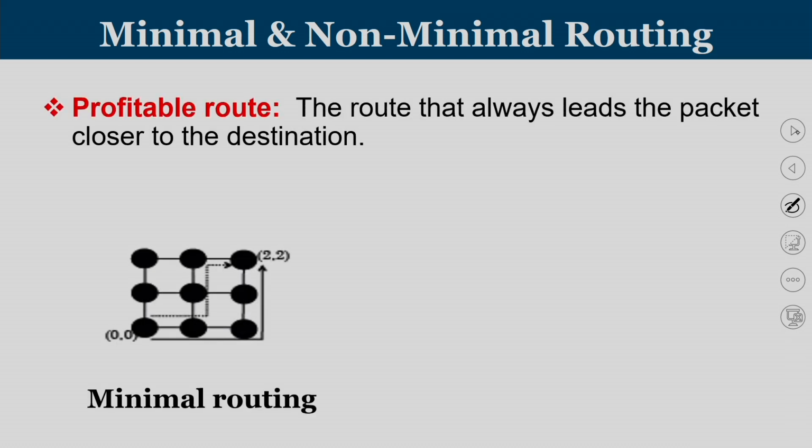The next classification of routing is minimal and non-minimal route. We are trying to introduce another terminology called profitable route. The route that always leads the packet closer to the destination is known as minimal routing. So, at every hop, the packet is reaching one step closer to the destination.